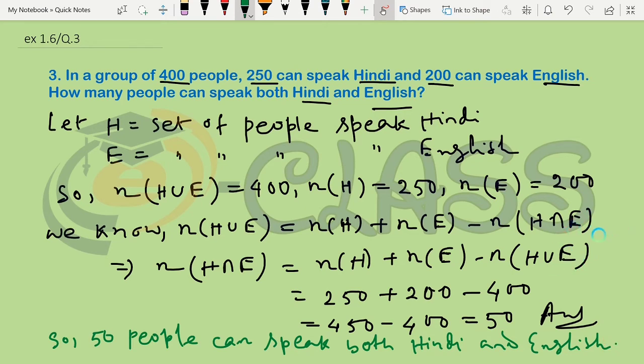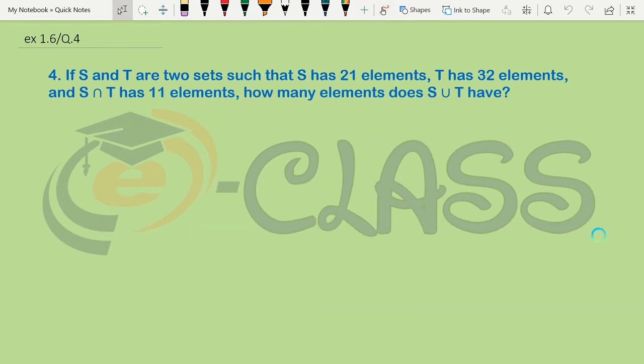Now the next question is: if S and T are two sets such that S has 21 elements, T has 32 elements, and the intersection, that is S intersection T, has 11 elements, we have to find S union T. So this is very easy.